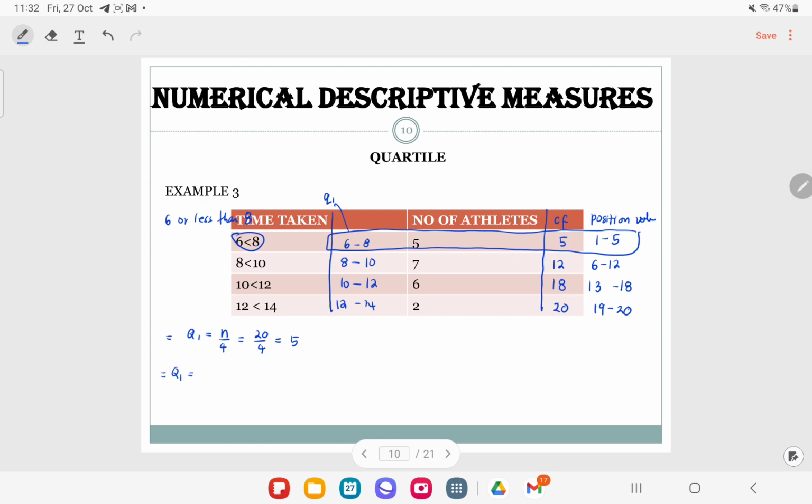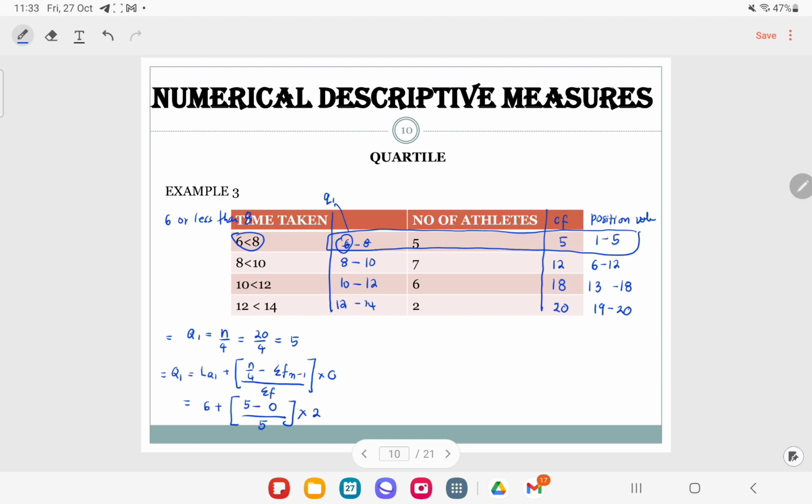Quartile 1 will be the lower class boundary of the quartile 1 class plus n over 4 minus the summation Fm, the cumulative frequency before the quartile class, divided by the frequency of the quartile 1 class, multiplied by the class size of the first quartile. So we get 6 plus 5 minus before is 0, and then the frequency of the quartile class will be 5, multiplied with 2. The class size is 2, 10 minus 8 equals 2.